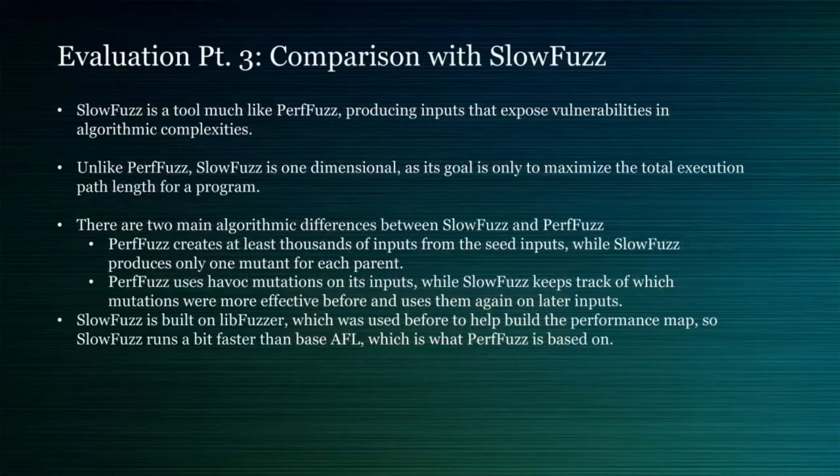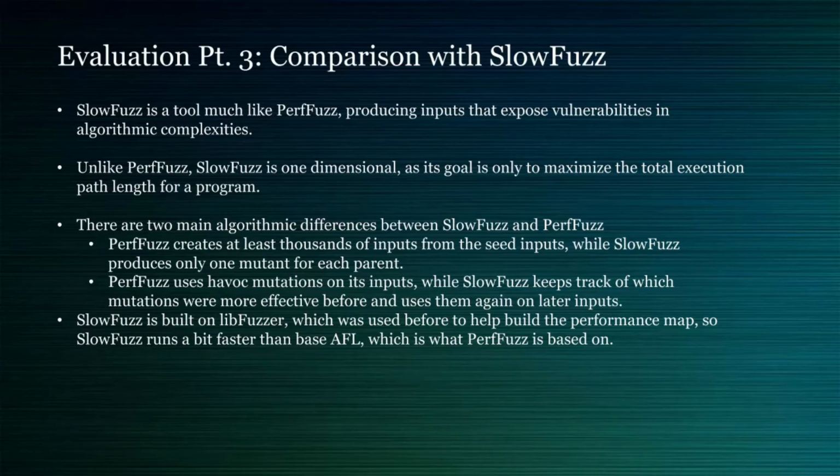So, comparing it with SlowFuzz, in the first part we were talking about the 4 C programs. SlowFuzz is a tool much like PerfFuzz, producing inputs that expose vulnerabilities and algorithmic complexities. SlowFuzz is also like PerfFuzz because it is also an input format agnostic fuzzing tool for C or C++. So, SSLP chose it because it was most closely related to their idea or implementation of PerfFuzz.